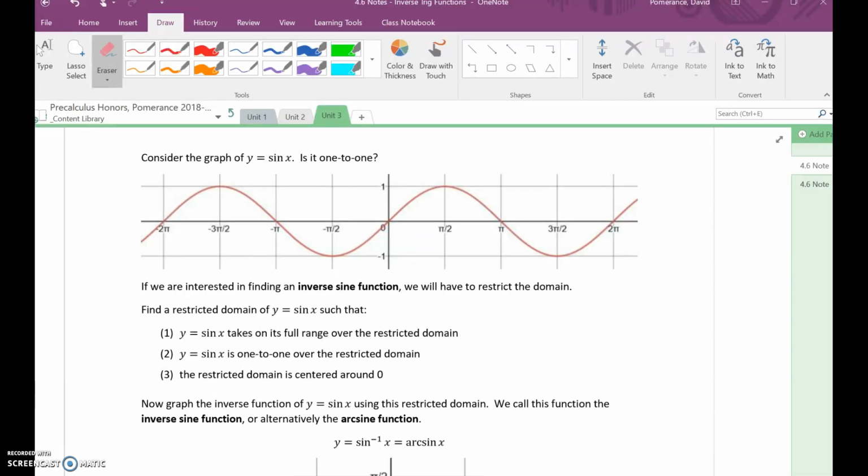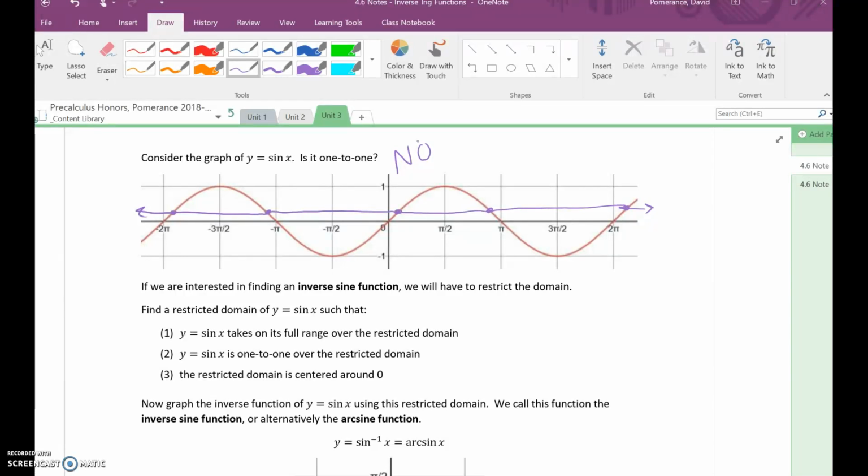So our question is: is y equals sine of x a one-to-one function? It most certainly is not, because the horizontal line here crosses 1, 2, 3, 4, 5, an infinite number of times. This is a definite and resounding no, it is not. So we need to find an inverse sine function. We want to make sure we only have one horizontal crossing. That's going to require us to restrict the domain.